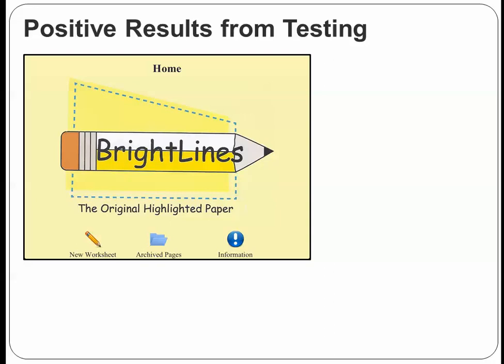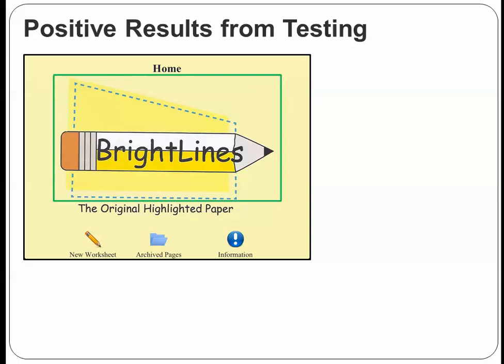Parent number 1 said the home page's logo immediately helped her understand what the app was for. The educator said that the app was an interesting and appealing concept and that the logo was catchy. She also predicted that kids would zip right through the app without problems. She said this would increase the likelihood of her purchasing and using the app.